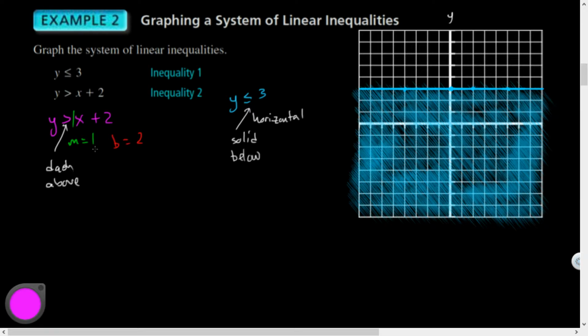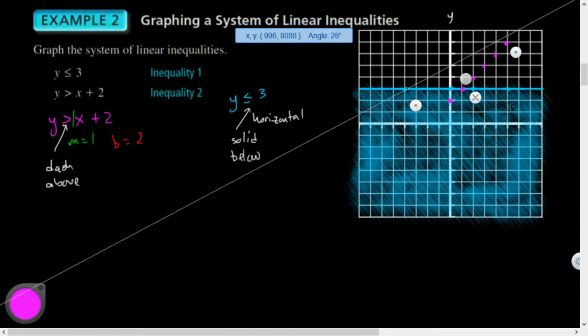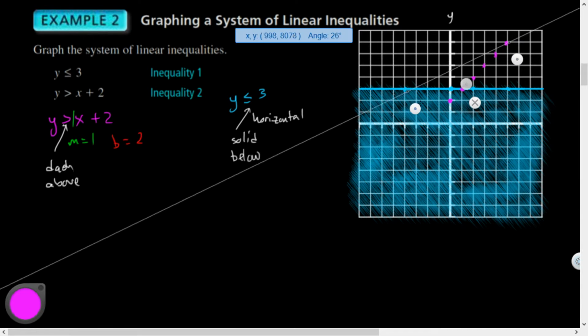So let's see. Y-intercept is 2. So here we go. Here's 2. All right, found it. The slope is 1. So up 1 and over 1, and up 1 and over 1, and up 1 and over 1. Okay, like so. And let's draw my line. Okay, so I'm going to line them up.